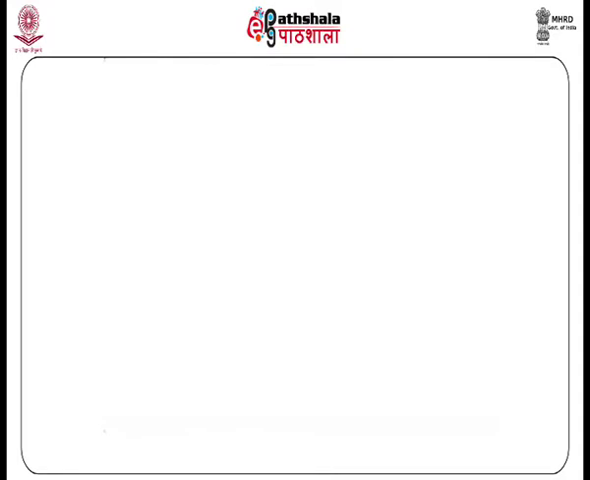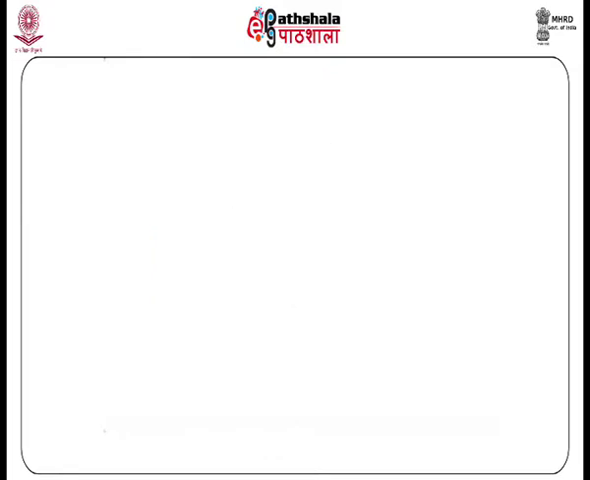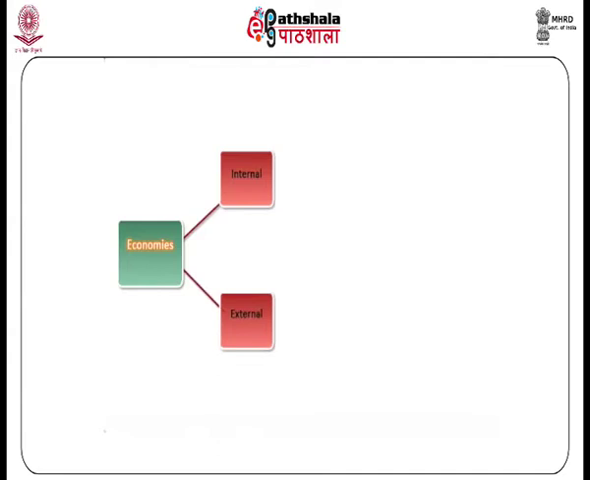Therefore, the term returns to scale signifies two things. It reflects the technical relationship between inputs and output. It shows the changes in cost of production due to non-technical reasons also. Now we need to understand the concept of economies of scale. Economies means lower per unit cost as output increases. It can be internal and external.